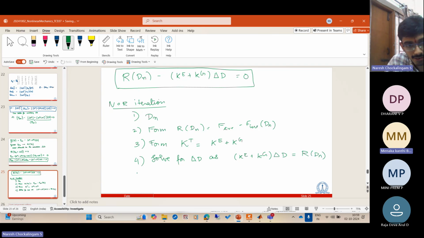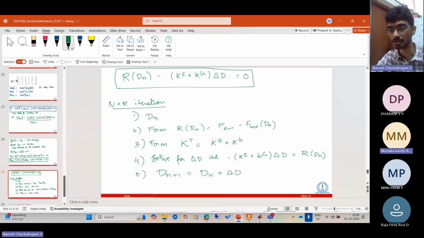Then update d_{n+1} is equal to d_n plus delta d. Then do the iterations again and again till some error is minimized. So we'll now implement this for some simple problem in our code. Yeah, we're almost out of time, but let's do it. This is the last session.